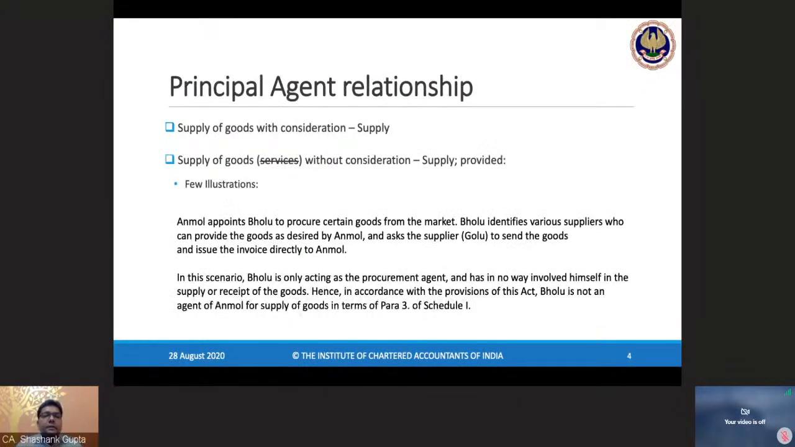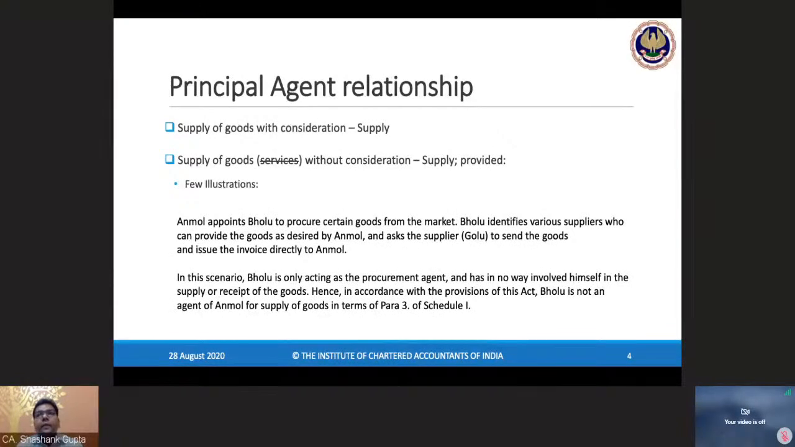Next is principal and agent relationship. Here I recall yesterday one of our students had asked a query regarding Del Credere Agent. So the context must be from a clarification detailed in Chapter 2, and we are going to discuss this in detail today. So, principal and agent relationship. What kind of transactions can take place between a principal and an agent?